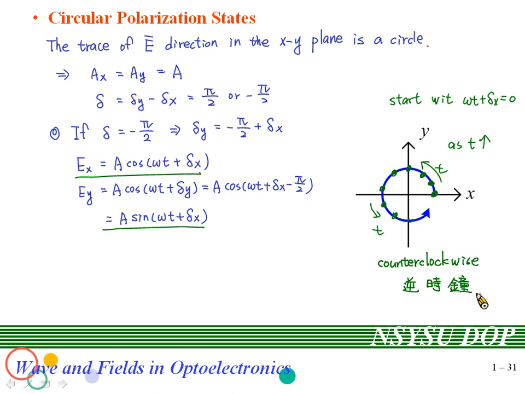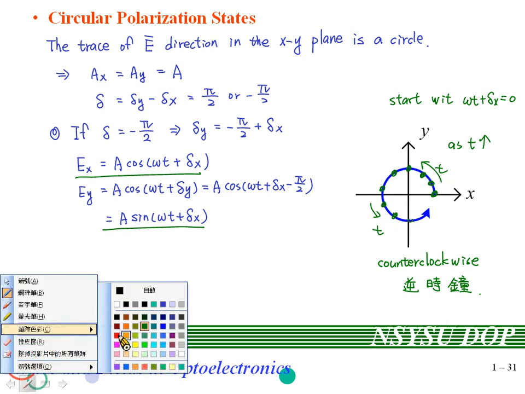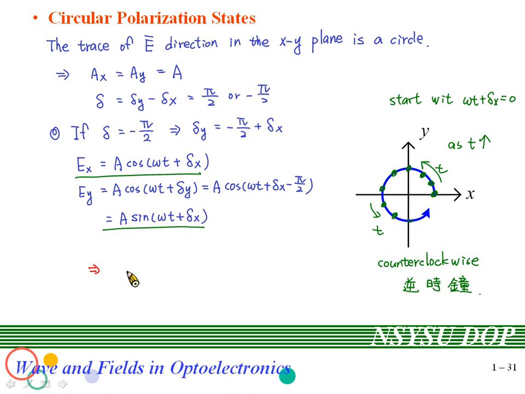If you use the thumb of your right hand as the direction of the wave, then you will find that your fingers just match the direction of the trace of the E field. As a result, we call such kind of polarization right hand circularly polarized.